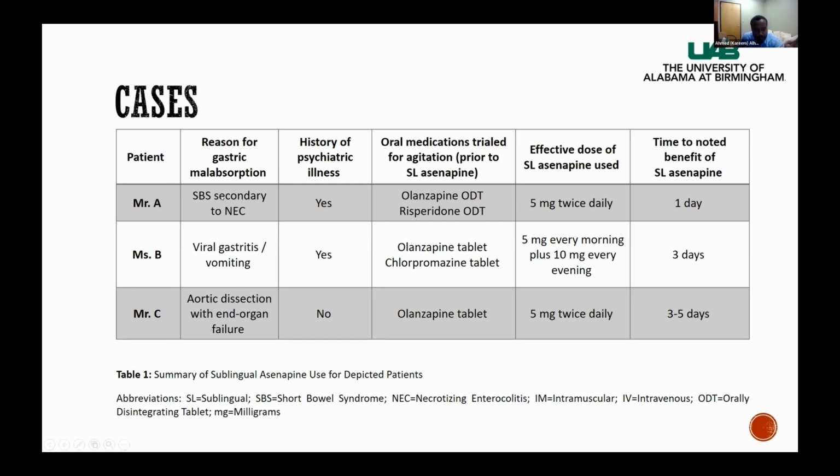The reason for his gastric malabsorption prior to his presentation was a history of short bowel syndrome, because he developed necrotizing enterocolitis at one point in his life and ended up having a bowel resection. The patient in the unit was pretty agitated. So when we were consulted, we tried him on olanzapine 5 milligrams three times a day in ODT form with IM injections. It did not work. So we switched to risperidone ODT and went up to 8 milligrams. Because of his clinical condition, he did not respond. So we decided to switch him to sublingual asenapine, 5 milligrams twice daily. And amazingly, he responded within 1 day.